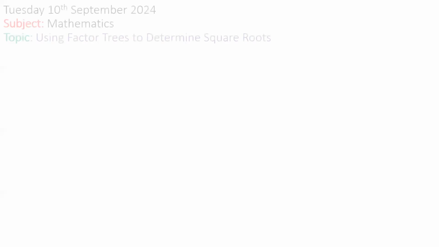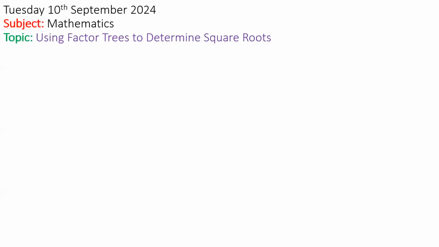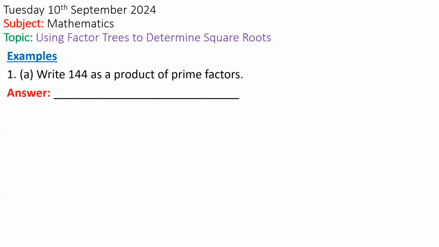So let's look at this first question. You do not have to write the date because the date is wrong. I have September 10th. What we want to do here is look at some examples where we use factor trees to determine square roots. So for example, if they say here, write 144 as a product of its prime factors, that's the question, right? What we have to do is take 144 and construct a factor tree.